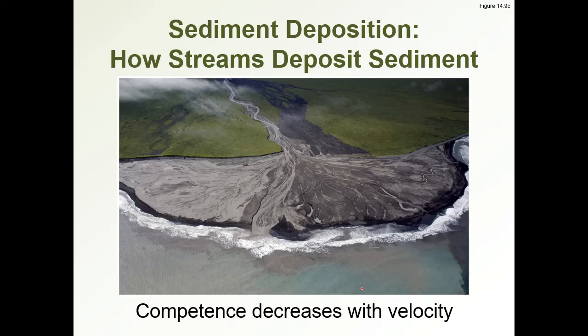So we're going to drop out the larger particles first, because that's the stuff that's heaviest, so it needs the most energy. The first thing we drop is going to be the more coarse grained, and the finer grained stuff will be able to be carried further out. So we have sorting that actually occurs as we have deposition occurring with streams.